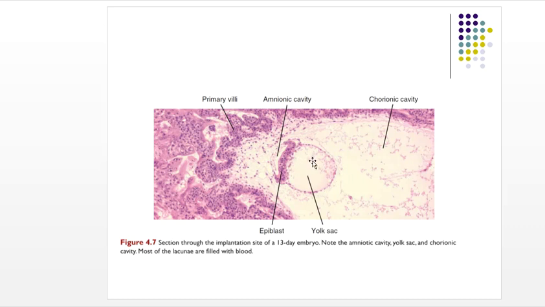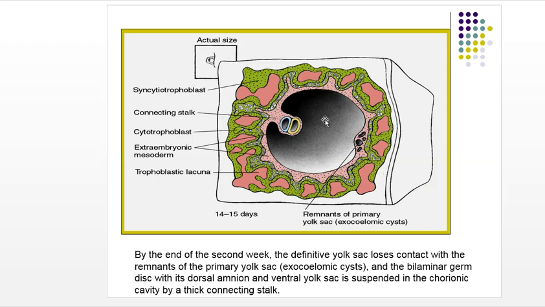Again, the embryo around 13 days, you can see the yolk sac, amnion cavity, and epiblast, and this large cavity is the chorionic cavity. Here we have the somatic layer of extra-embryonic mesoderm and the cytotrophoblast layers. In the final development, at 13 days, you can see the remnant of the primary or primitive yolk sac, named the exocelomic cyst.